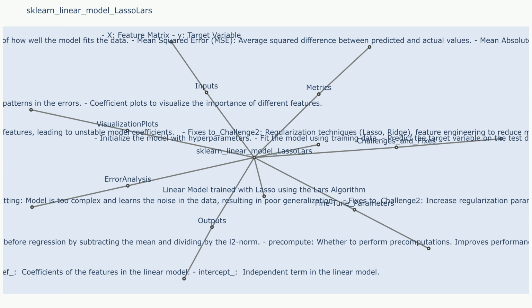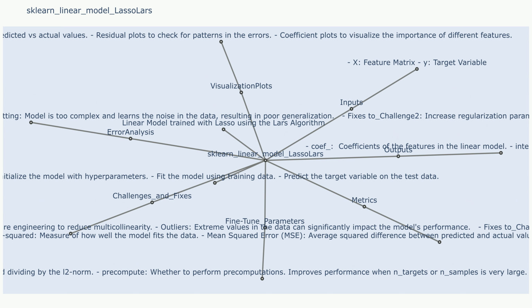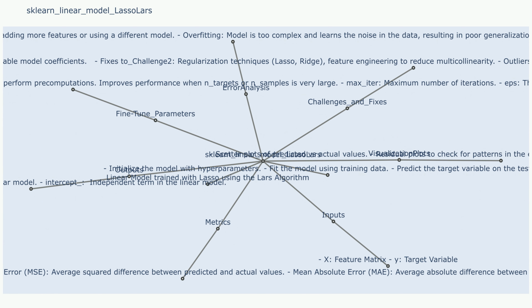Steps: the LARS algorithm starts by selecting the feature that is most correlated with the target variable. It then moves along a direction that is equiangular between the selected feature and the next most correlated feature. It continues to move along this direction until it hits the constraint imposed by the lasso penalty. It then selects the next most correlated feature and repeats the process.